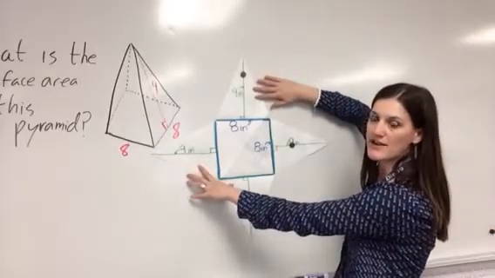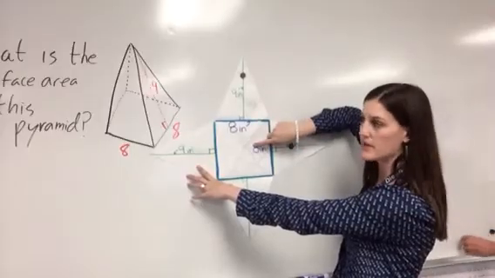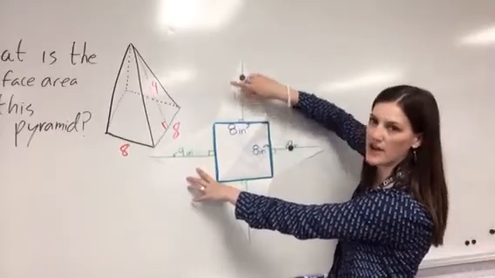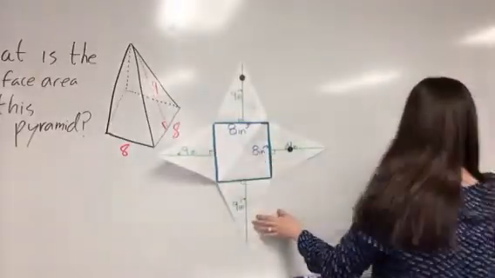So in a way, we've created a composite figure of 4 triangles and 1 square. That's going to help us find the surface area of the 3-dimensional shape. We're going to use a 2-dimensional net in order to calculate it.